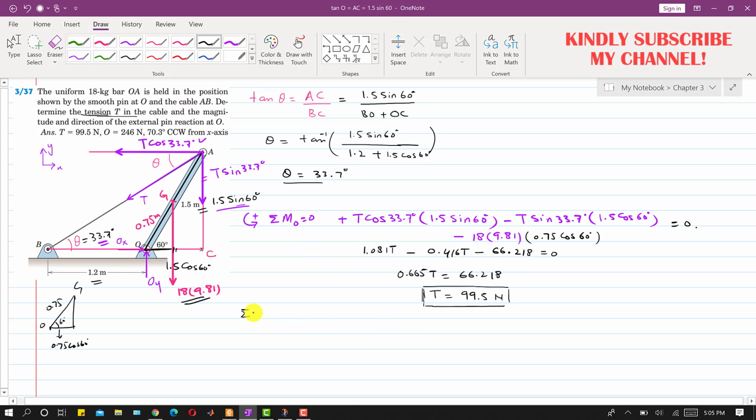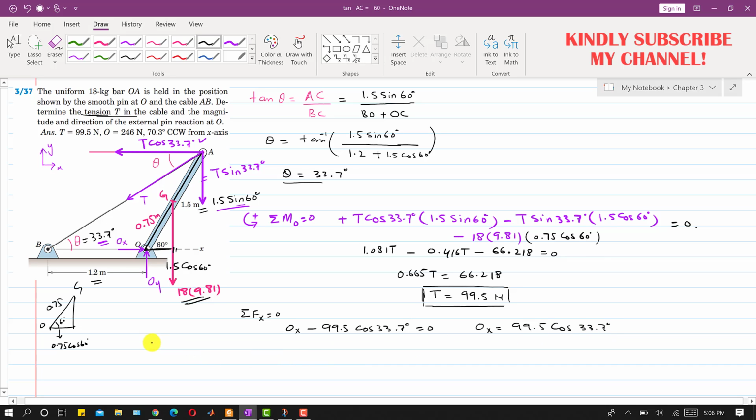And now if we apply the summation of forces along x equals 0, then as we can see, this OX is acting in the positive x direction, so we will write OX. Similarly, this cos component is acting in the negative x direction, so we will write minus T cos of 33.7, and T is 99.5 cos of 33.7 degrees, and this will be equal to 0 since there is no other vector acting in the x direction, right? So this means that OX will be equal to 99.5 cos of 33.7 degrees.